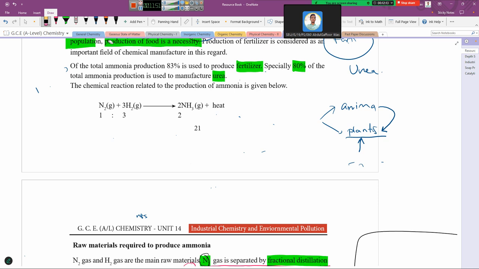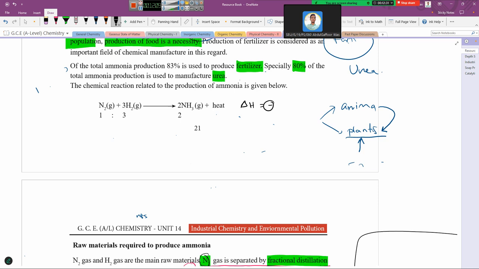And here you can see the Haber process. During the reaction, ammonia gas is produced along with heat. So here we should know delta H is negative. So this is an exothermic reaction.